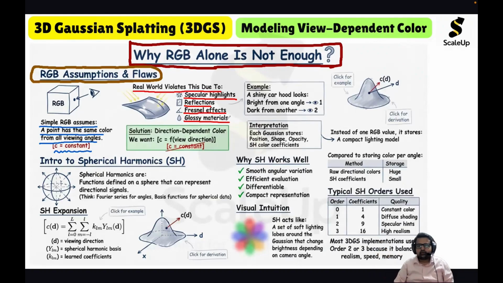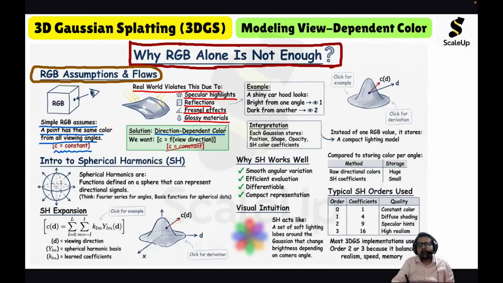So that's why RGB is not a good choice to represent colors of a 3D Gaussian, because a 3D Gaussian will represent a real scene. And since it will represent a real scene, it has to take care of the lighting conditions. The solution for that is direction dependent color.